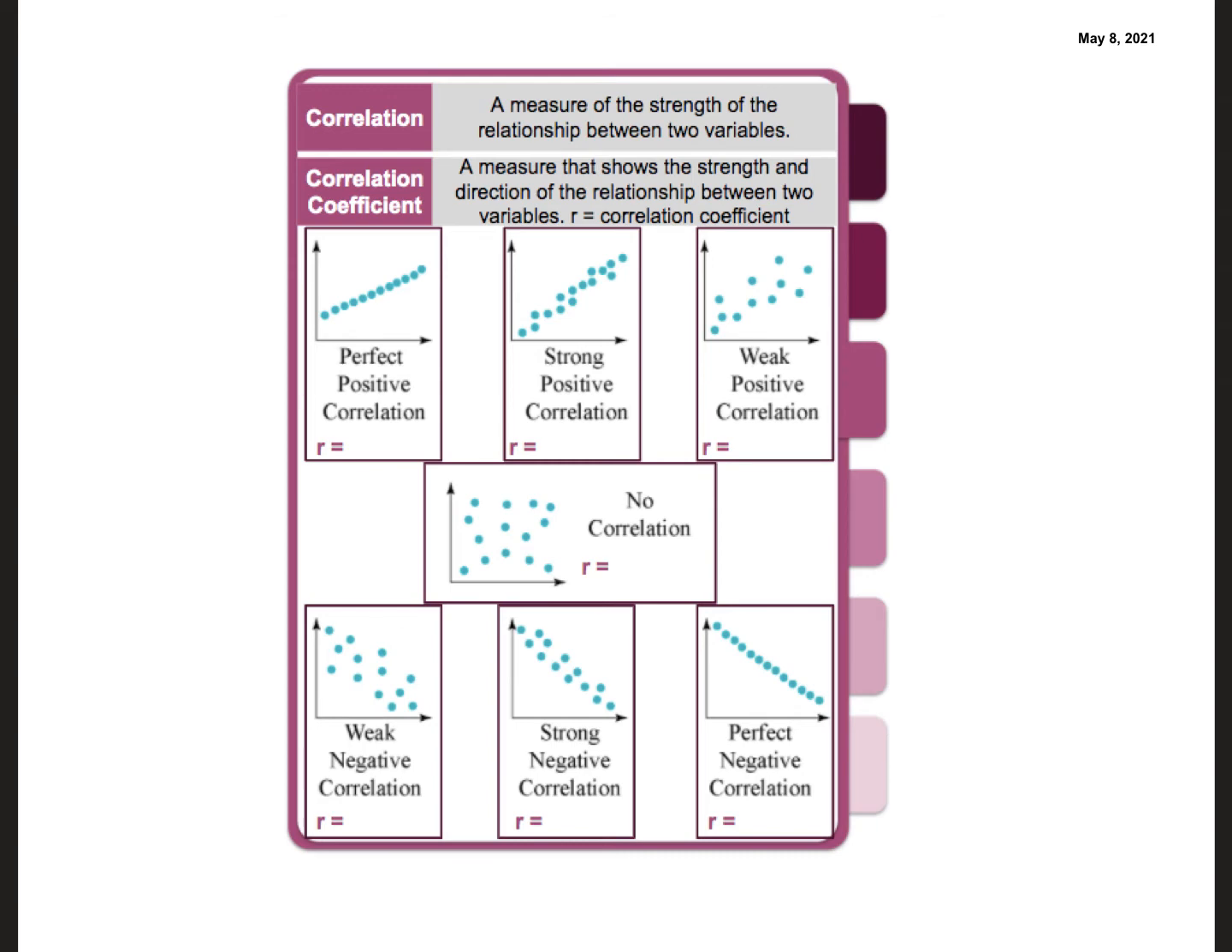So the first one, we have a perfect positive correlation. You know it's positive if it has a positive slope. And if it's perfect positive, that means that your R value is going to be 1.